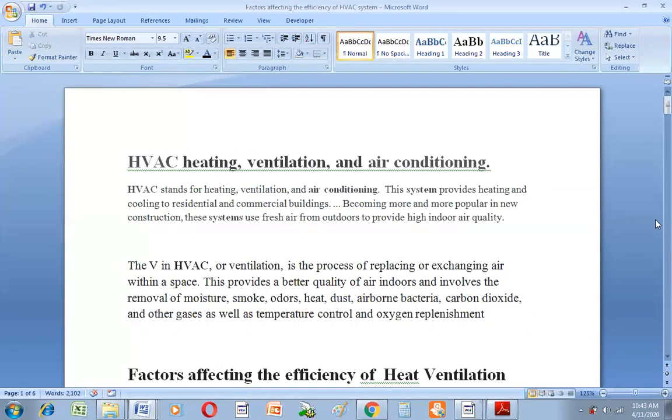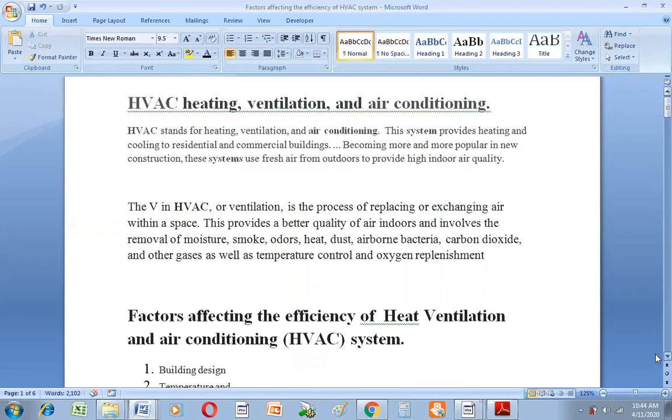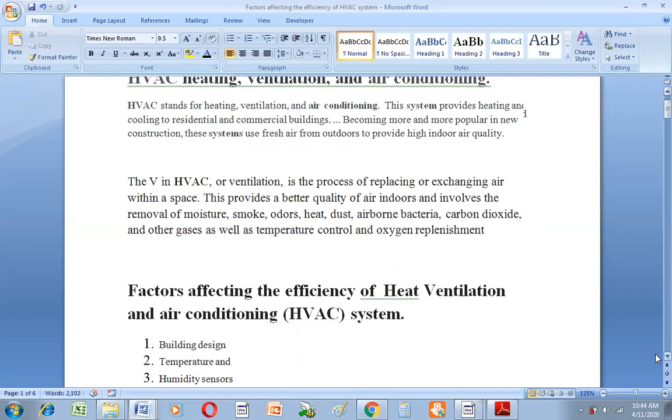In short, we'll just discuss. The HVAC system is the heating, ventilation, and air conditioning system in which the proper temperature is maintained, moisture content is controlled, smoke and odor are removed, dust particles are removed, airborne bacteria are removed, and carbon dioxide and other gases are controlled, as well as temperature, and oxygen replenishment is also done. And then we learned various factors affecting the efficiency of the heating, ventilation, and air conditioning system.